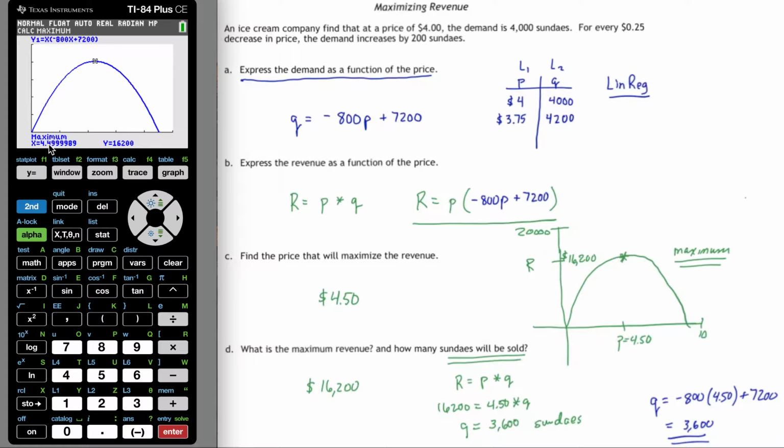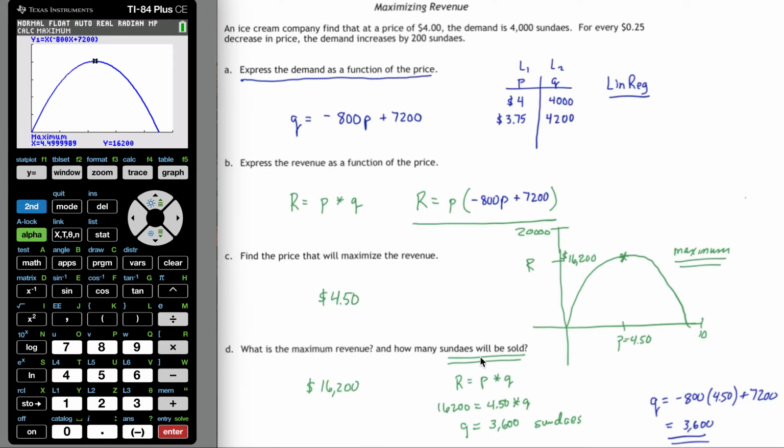In this case, 4.49999 approximately rounds to $4.50. And then the output, which is the revenue, the maximum revenue in this case, is 16,200. So that's how I achieve this point. So answering the questions, find the price that will maximize the revenue. That would be $4.50. The maximum revenue is actually $16,200.